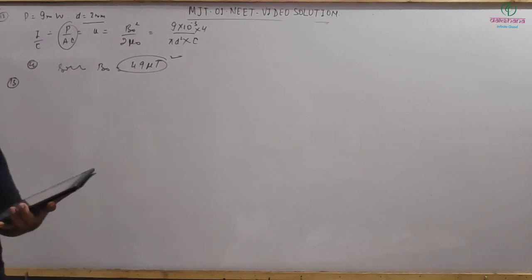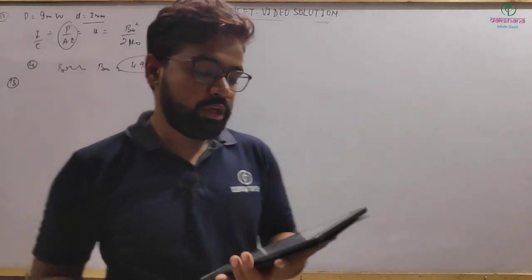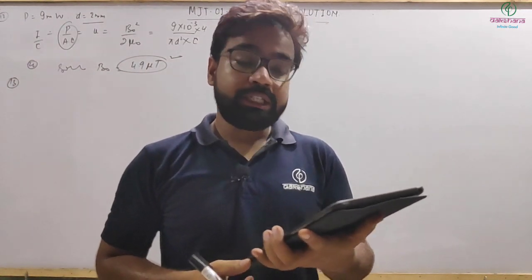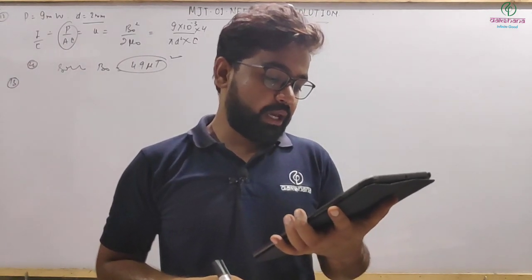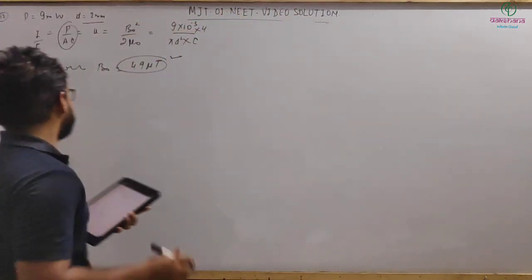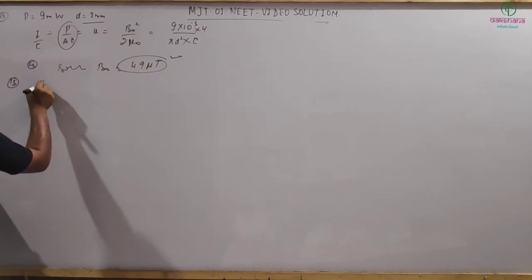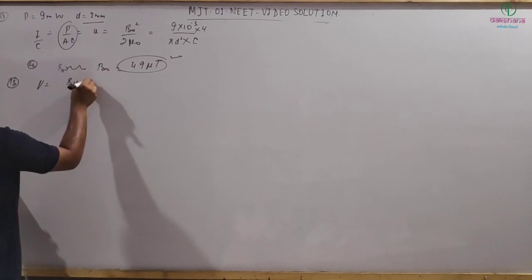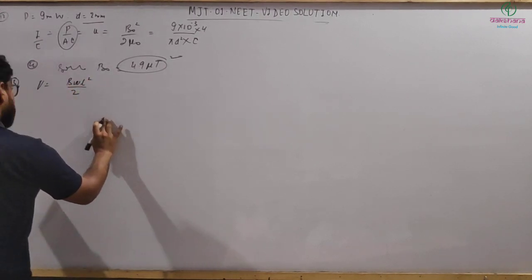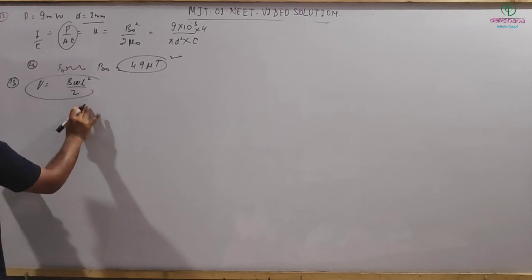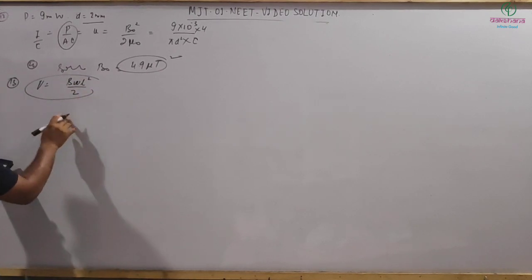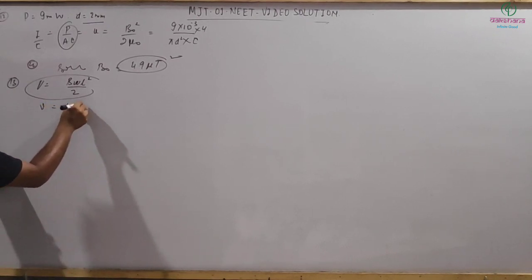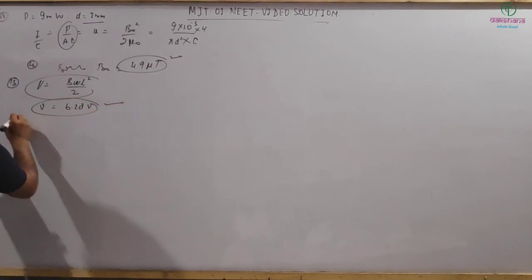A rod of length 20 centimeter is rotating with an angular speed of 100 revolutions per second in a magnetic field of strength 0.5 Tesla about its one end. What is the potential difference between the two ends of the rod? So it's a simple, straightforward question. Potential difference is equal to B omega L square by 2. Substituting, B is given as 0.5 Tesla, omega is given. Solving everything, we get EMF is equal to 6.28 volt, matching with option number 3.